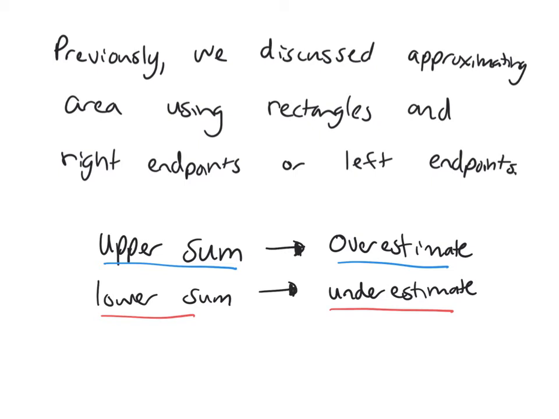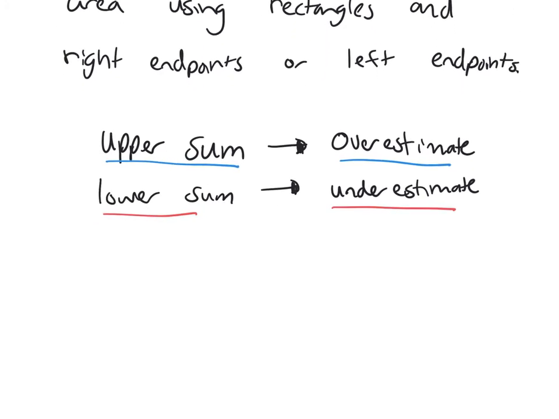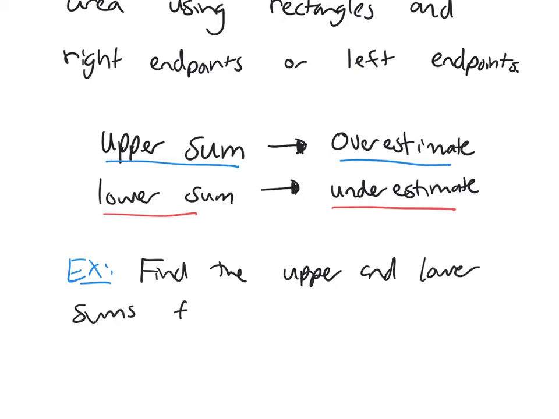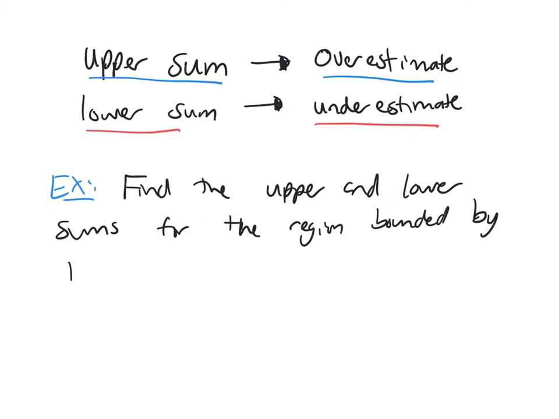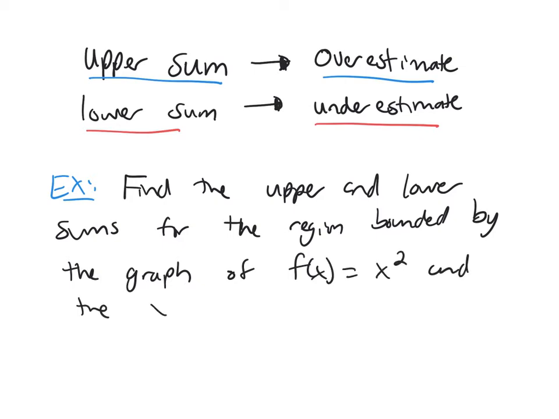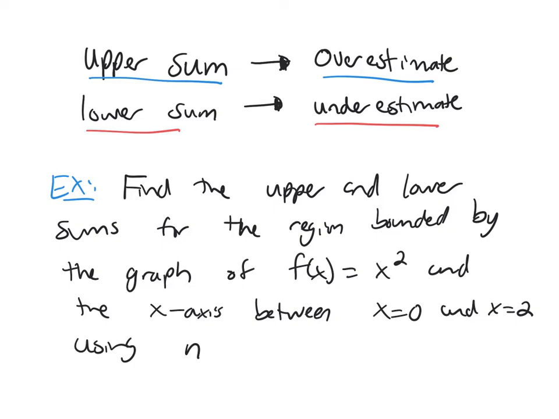All right, so now let's look at an example. I want us to find the upper and lower sums for the region bounded by the graph of f of x, which is going to be x squared, and the x-axis between x equals 0 and x equals 2 using n rectangles.